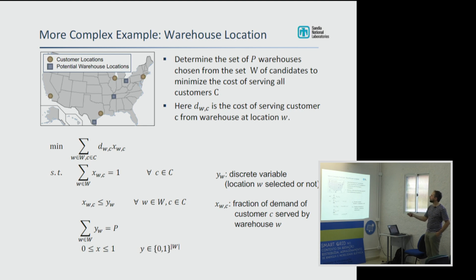a geographical problem. Here in the map of the US, we have some customer locations. And here we have potential warehouse locations. Maybe the company will create a warehouse here, here, or here. And the problem is to find the best location for the warehouse. Okay? This is the optimization problem, because we want to minimize the cost of serving consumers by finding the best location of the warehouse.